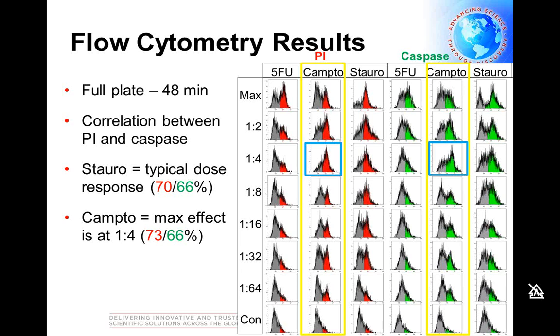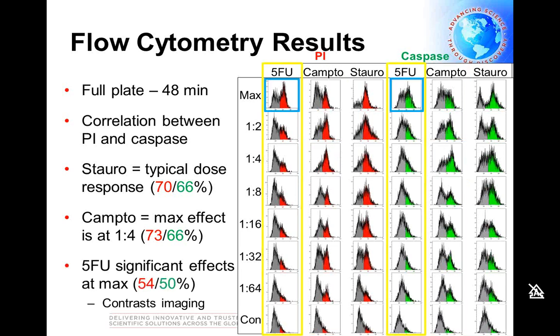Again, consistent with what we saw with the imaging, the camptothecin maximal effect was seen in the 1:4 dilution. Again, also staining around 65 to 75% of our cells as positive for the marker for apoptosis. And again, what you can see up above is that the gray peak actually gets larger as you move up those concentrations. So it's not just that we're losing cells or that they've turned to debris. It actually appears that there's a larger portion of cells that are unaffected or at least not staying positive for these treatments. So again, a very abnormal dose response curve.